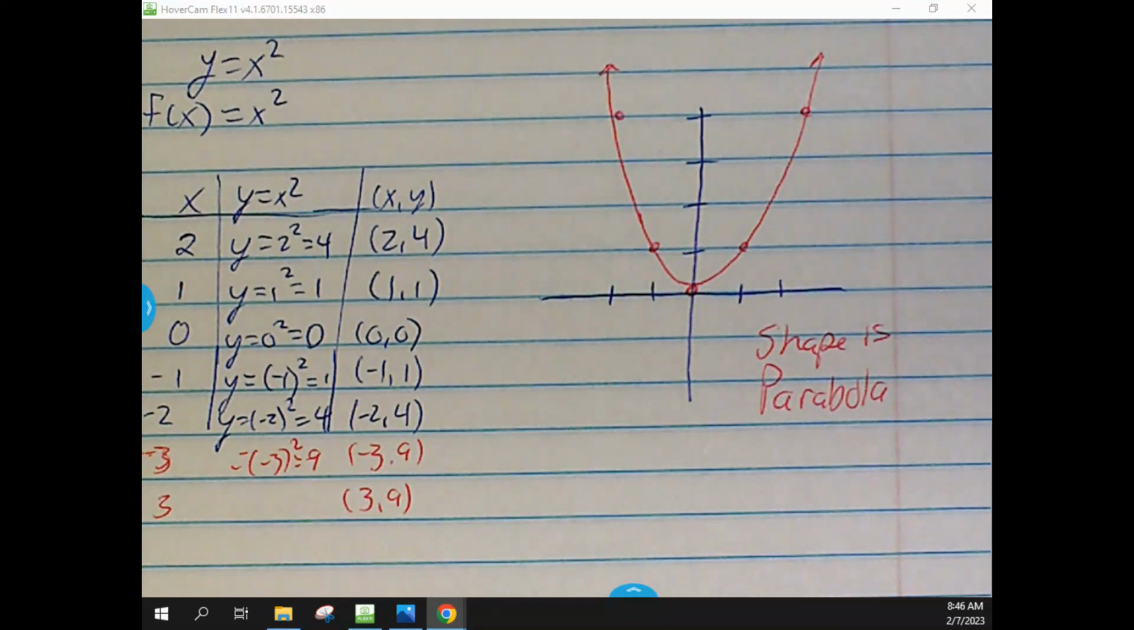So the shape is going to be a parabola. The St. Louis Arch is the best version of it. Now, again, it's going the other way, but it's still a parabola. It's still got that same basic shape to it.